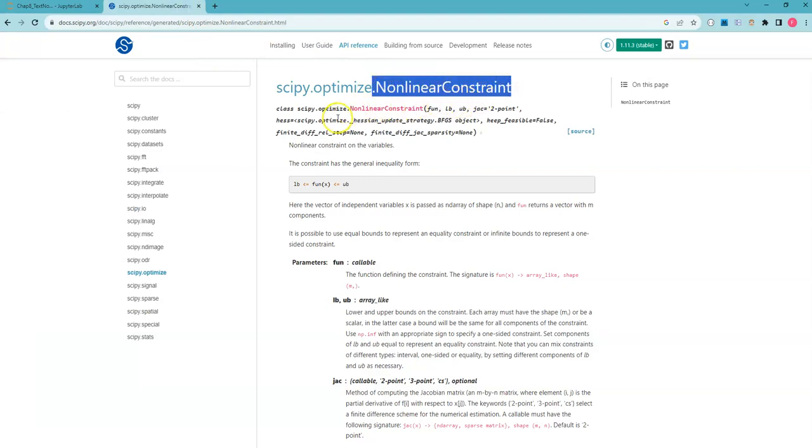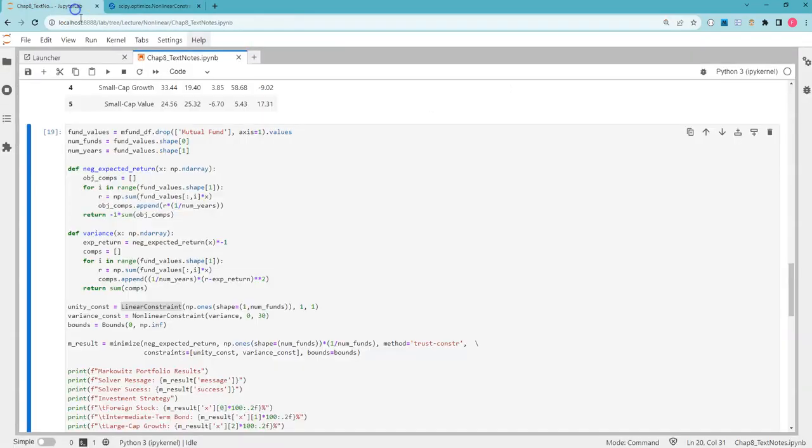function. And so if I look at this, when I develop a nonlinear constraint, it wants a function which defines the constraint, and then we have bounds, the lower bound and the upper bound associated with it. And so if I look at this, I've already defined a function for the variance, and so now I just need to pass that into my nonlinear constraint and say the bounds are between 0 and 30.